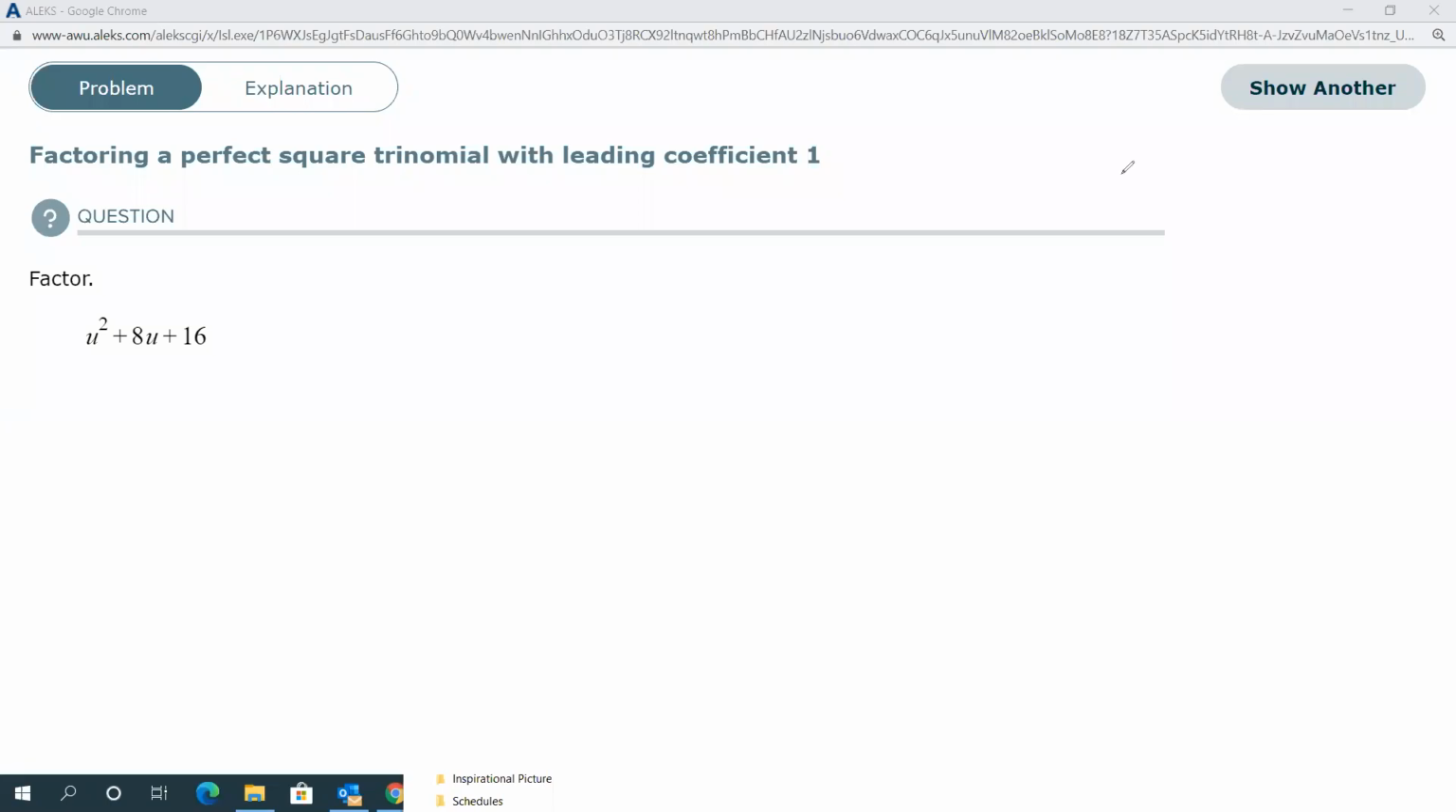Okay, so now we're going to deal with a perfect square trinomial. Now, that AC method we were doing, it's going to work on all of these. Okay, not a problem. But I'm going to show you this other method.